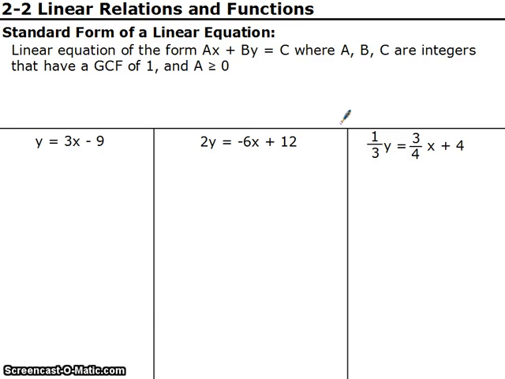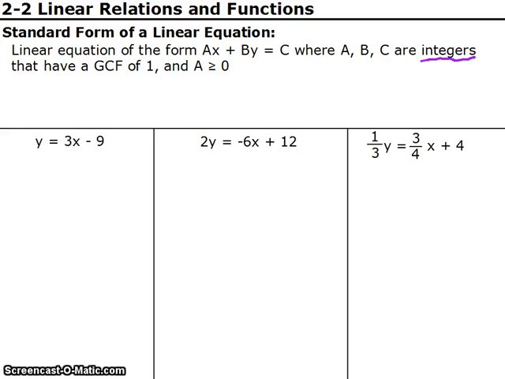All right, so standard form of a linear equation, we need to be able to work with standard form, be able to transform it out of standard form. Sometimes you want it transformed into standard form. So standard form is ax plus by equals c. A, b, and c have to be integers. So there's one of those buzzwords from our last unit. Remember, integers are positive and negative whole numbers. So no fractions, no decimals in standard form. They also have to have a GCF of 1.